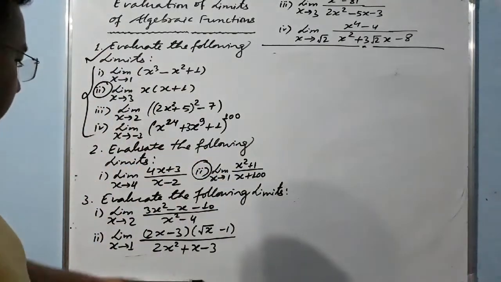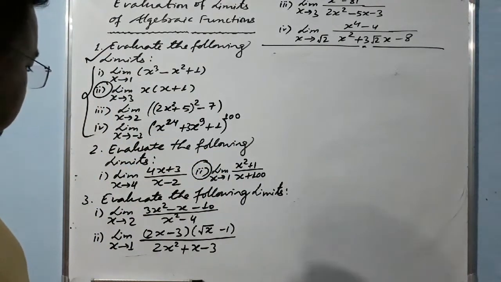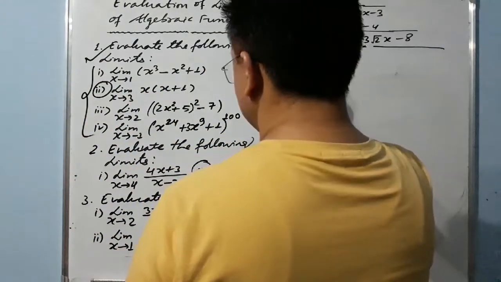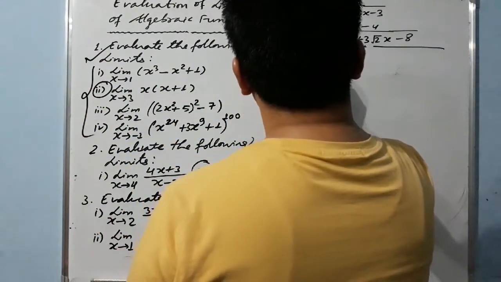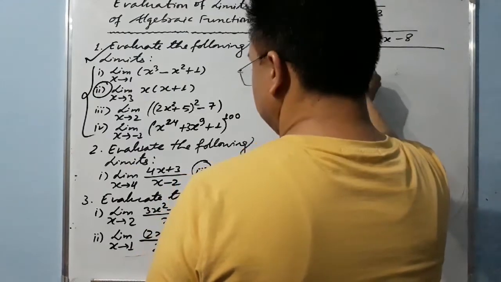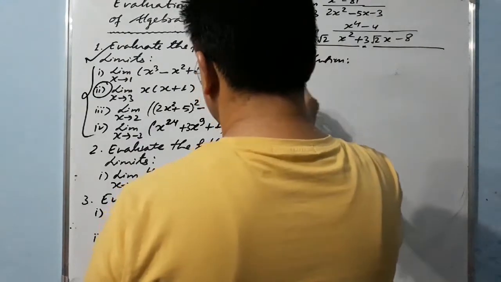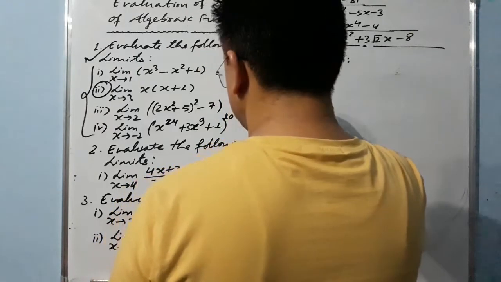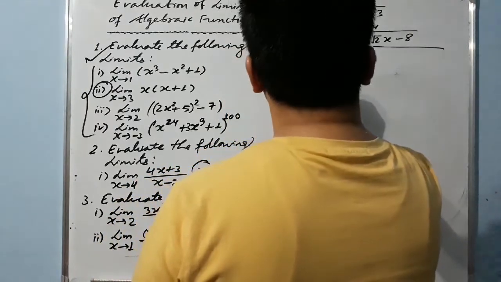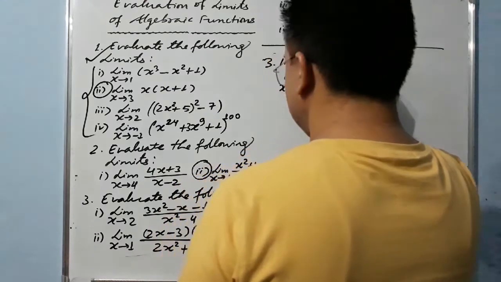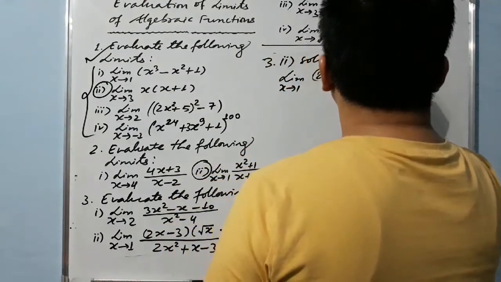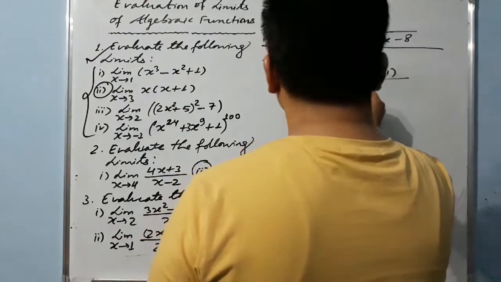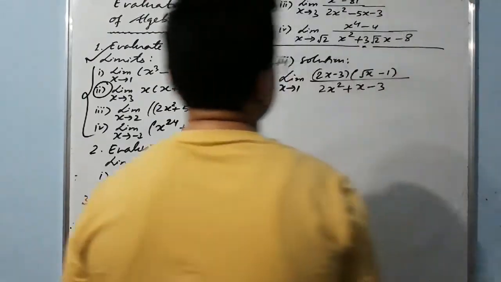Next question we have here, 2x minus 3. Let's see here, question number second. Solution: limit x tends to 1 of the function (2x minus 3) times (root x minus 1) upon (2x squared plus x minus 3).